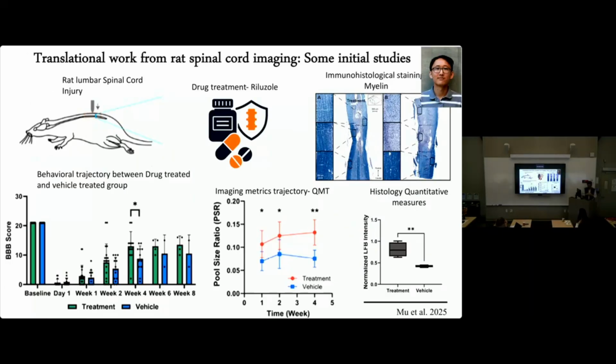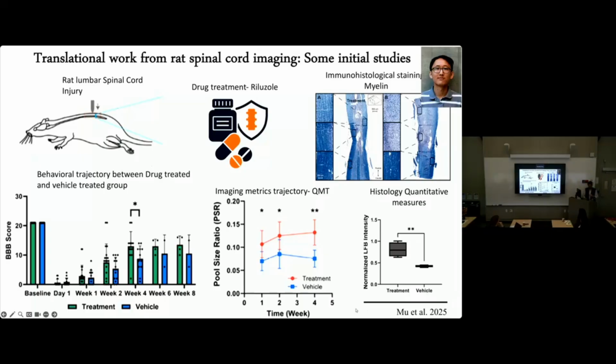Finally, I would like to talk about another study in the rat model, which another lab member has worked on. He used rats and did an injury in the spinal cord. So he also looked into how the drug treatment actually changes the recovery process after the spinal cord injury. He used riluzole, which is an FDA-approved drug, and he looked into the behavioral measures.